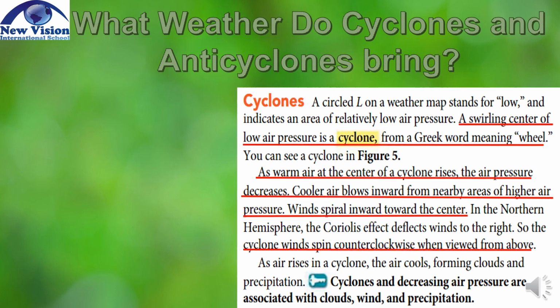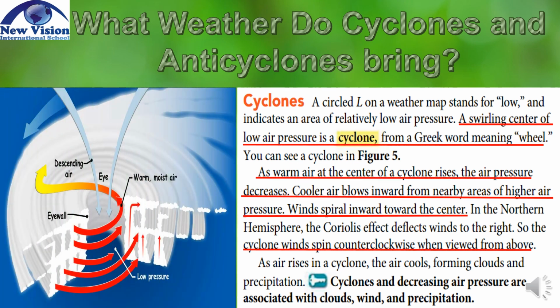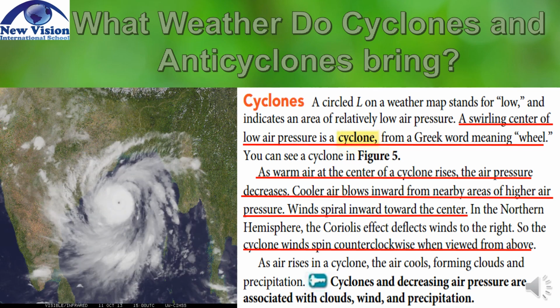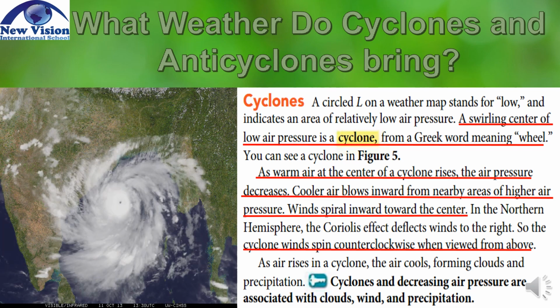Cyclones. A swirling center of low air pressure is a cyclone, from a Greek word meaning wheel. As warm air at the center of a cyclone rises, the air pressure decreases. Cooler air blows inward from nearby areas of higher air pressure. Winds spiral inward toward the center. If you look at the cyclone above, you will see that it spins counterclockwise. Next.